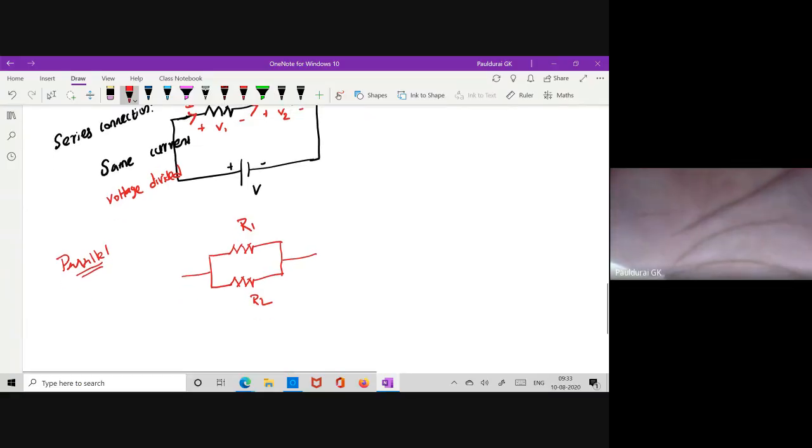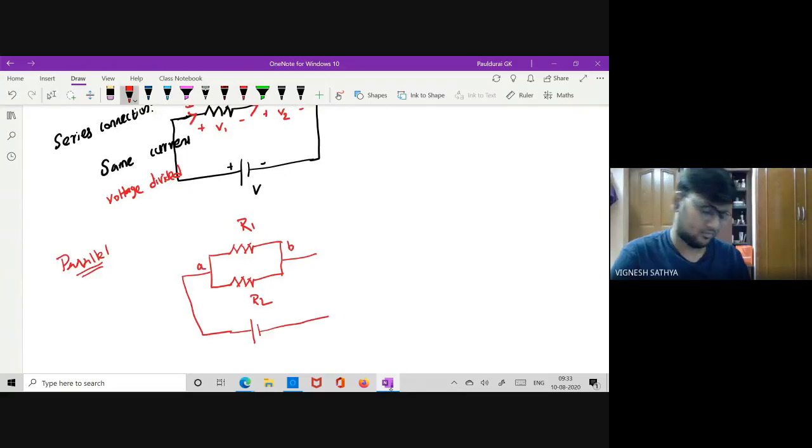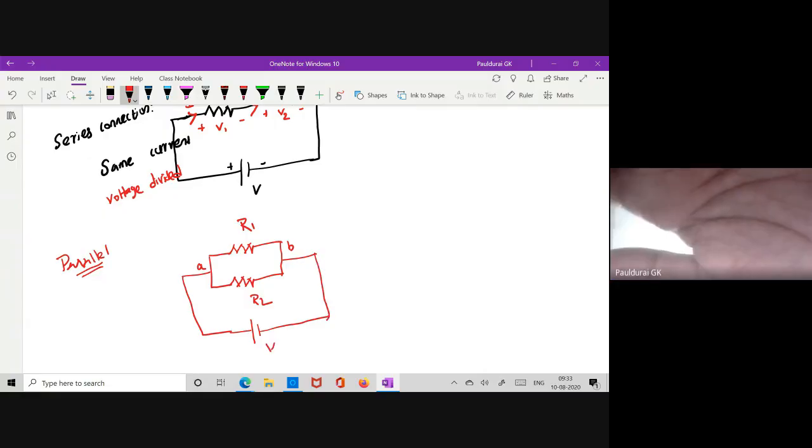Suppose I want to apply some voltage, take this is terminal A, this is terminal B. I am going to apply some voltage, take some V, this is plus minus. Now what is the voltage across R1? I applied some voltage V. Now my question, what is the voltage across R1? This is plus, this is minus.